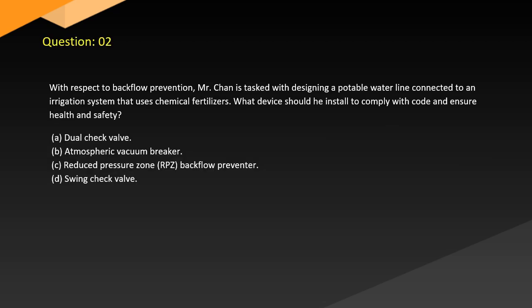Question 2. With respect to backflow prevention, Mr. Chan is tasked with designing a potable water line connected to an irrigation system that uses chemical fertilizers. What device should he install to comply with code and ensure health and safety? A. Dual check valve. B. Atmospheric vacuum breaker. C. Reduced pressure zone RPZ backflow preventer. D. Swing check valve.